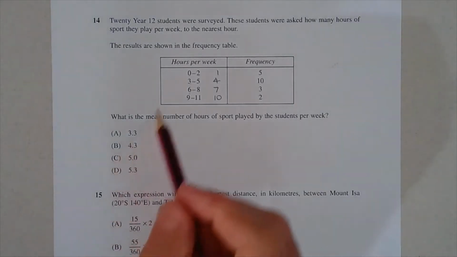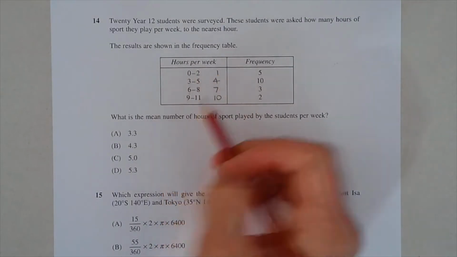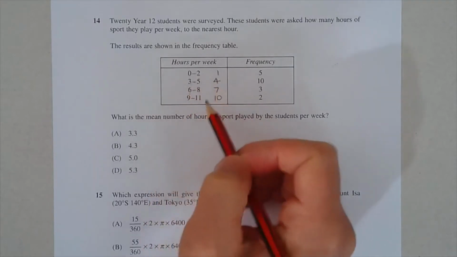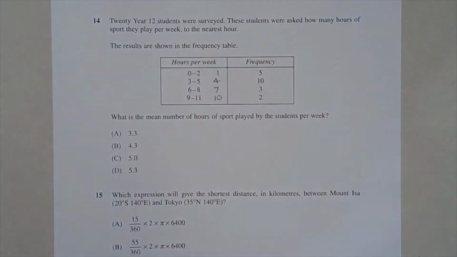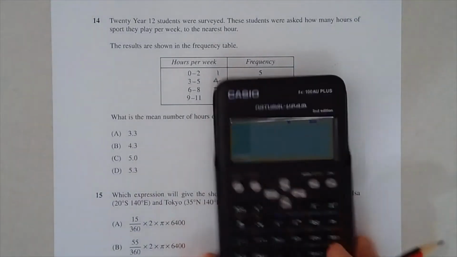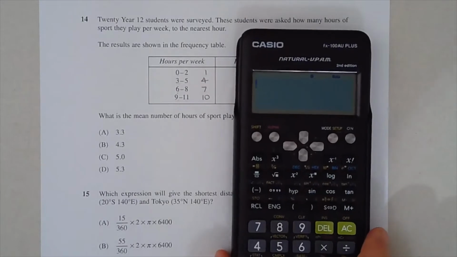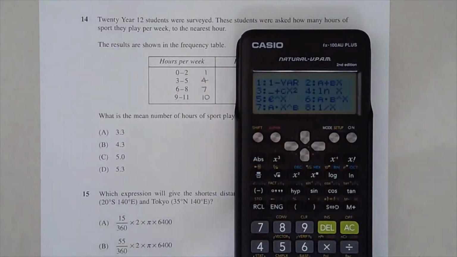Now, because we're dealing with class data, we need to find the midpoint of each of the classes first. So the midpoint of 0 and 2 is 1, the midpoint of 3 and 5 is 4, 6 and 8 is 7, and 9 and 11 is 10. Next, we can use the stat mode on the calculator to determine the mean. So mode and stat, so let's press that, and one var, so only dealing with one variable statistics.